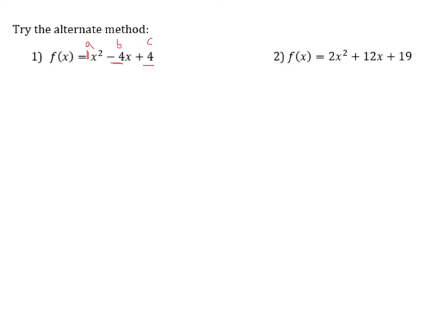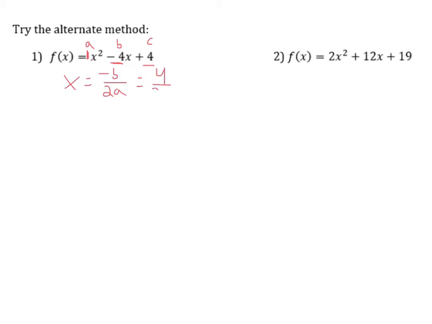So anyway, to find the x value of my vertex, my little formula that I figured out is that the x coordinate is going to be negative b divided by 2a. My b value is currently negative 4, so negative of negative 4 is positive 4.